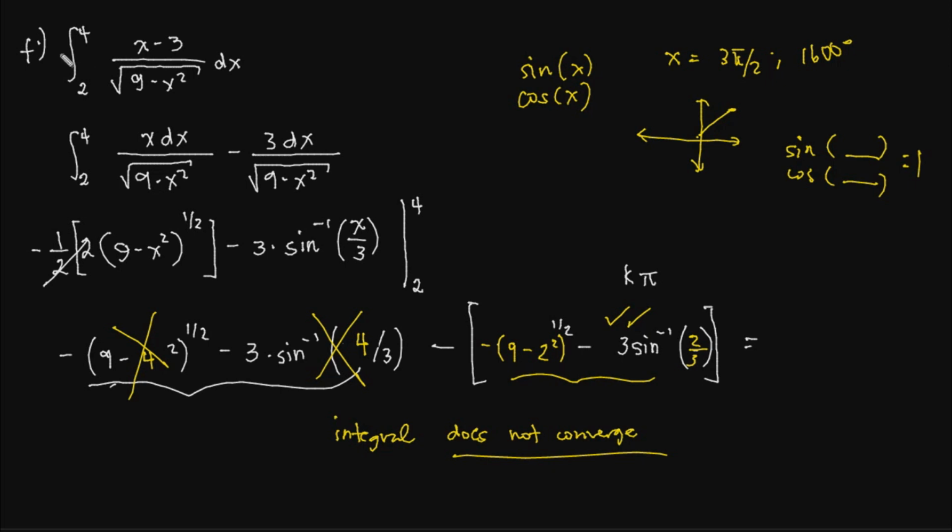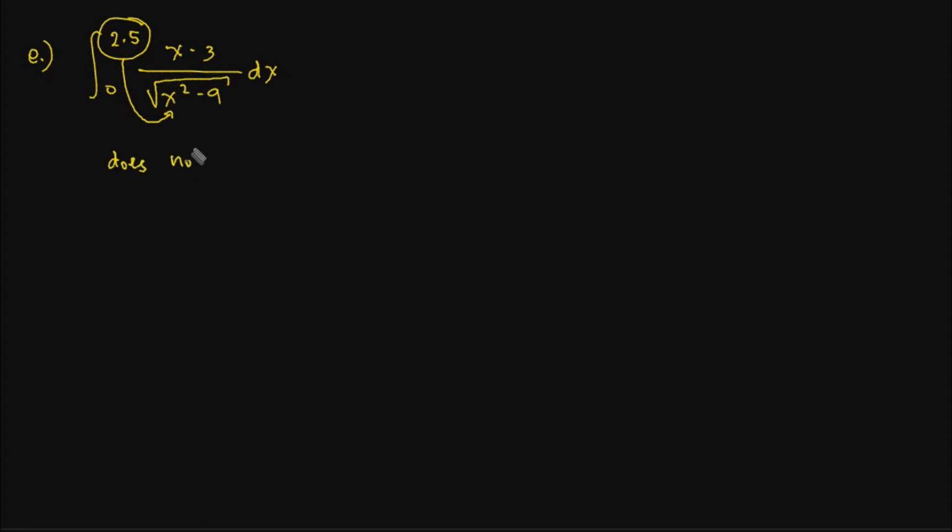Okay? So, for letter E, same lang naman sila eh. Actually, same limits siya as before. So your E is from 0 to 2.5, okay? And then you have x minus 3 and then square root of x squared minus 9 dx. Now, actually, kahit di tayo mag-integrate nito, pwede nating masabi na this one will not be integrable or it will not converge, because upon substitution of 2.5 to this value, it will yield a negative number, which you cannot take the square root of. So you could say that this does not converge.